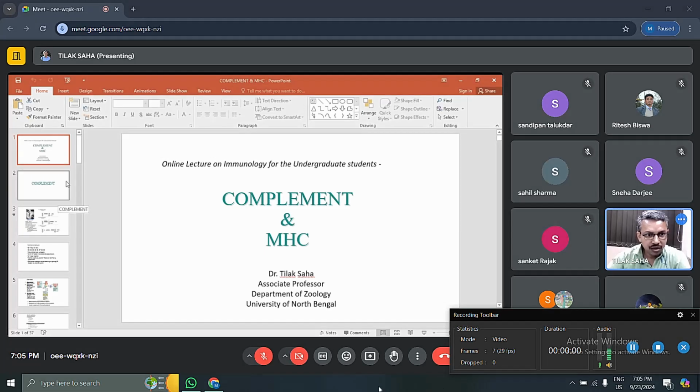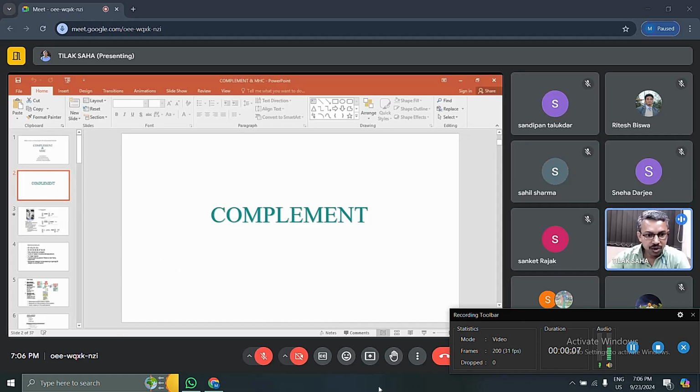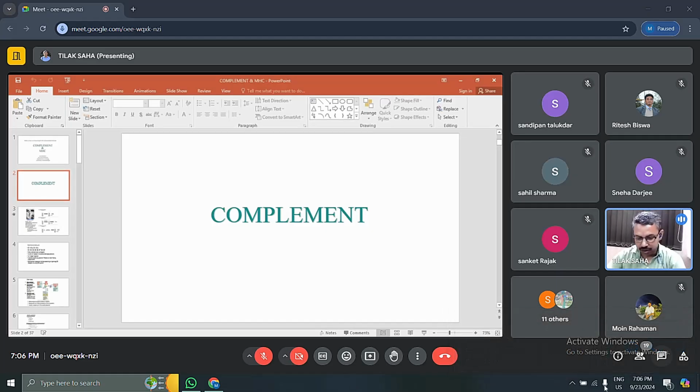Explain both of them, but initially I would concentrate on complement. Now, what does this particular word mean? Actually, complement means to complete the activity of antibodies. Now, what is antigen and antibody is known, right?